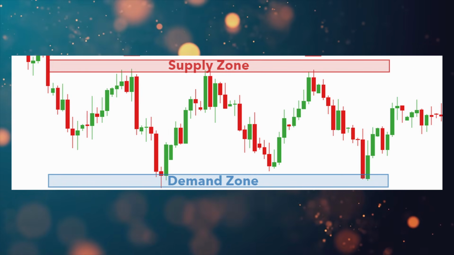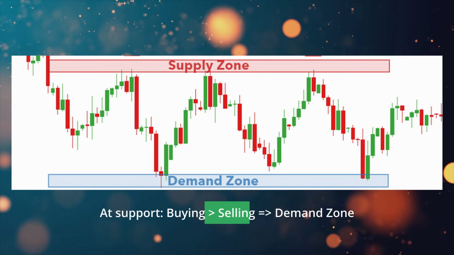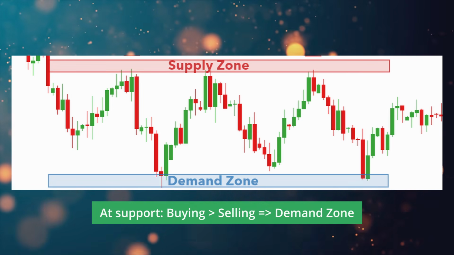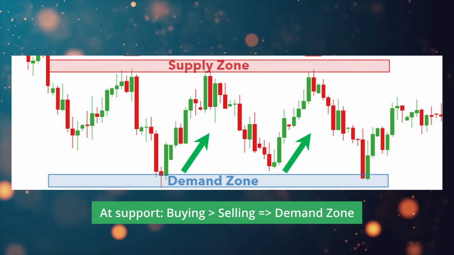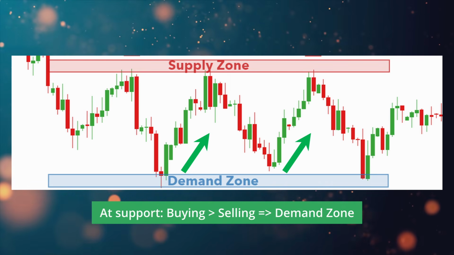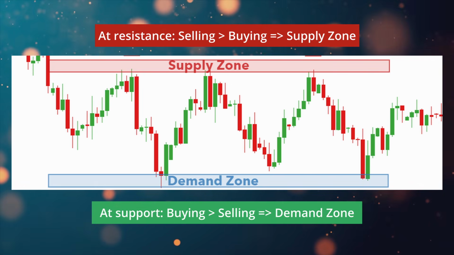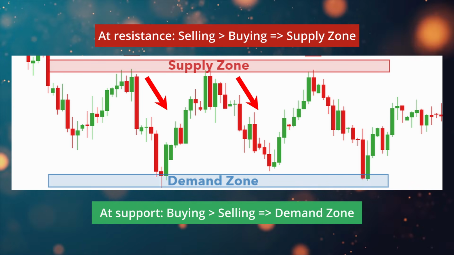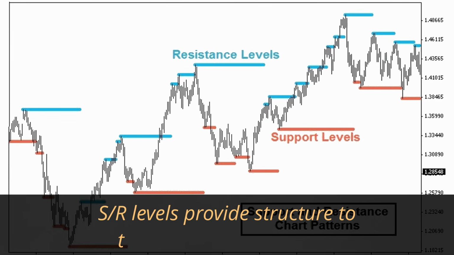Support and resistance are also called demand and supply zones respectively, because at support, buying power overtakes the selling power, which causes demand to increase, hence, price stops falling and starts rising. Similarly, at resistance, selling power overtakes the buying power, which causes supply to increase, hence, price stops rising and starts falling. Support and resistances provide a kind of structure to the unstructured market.